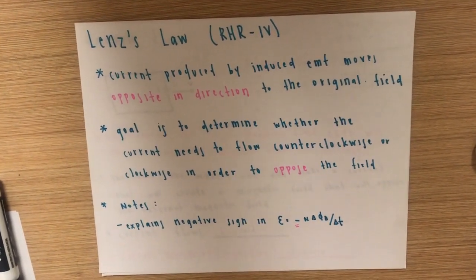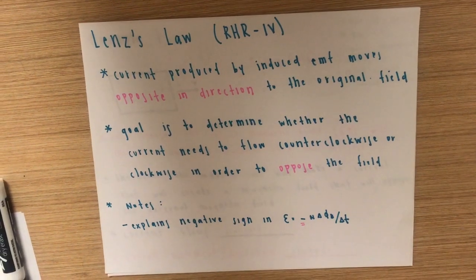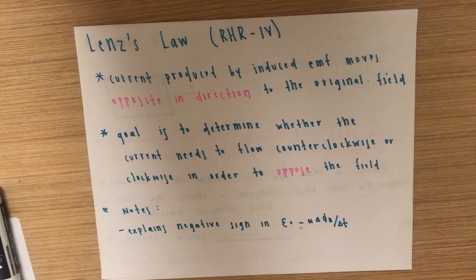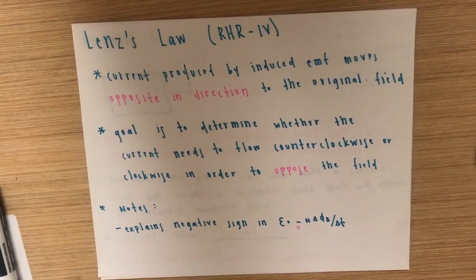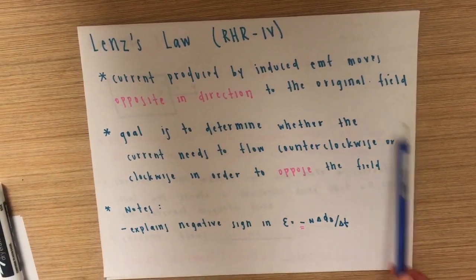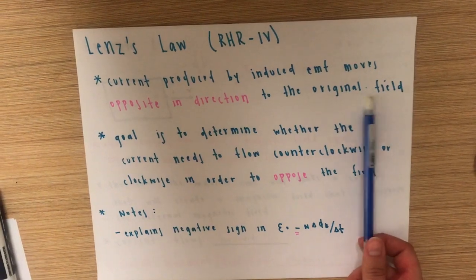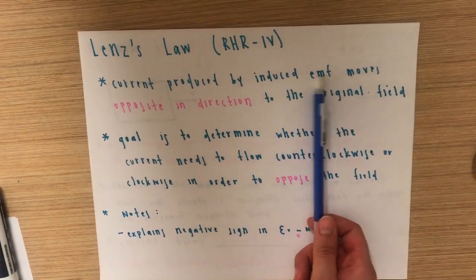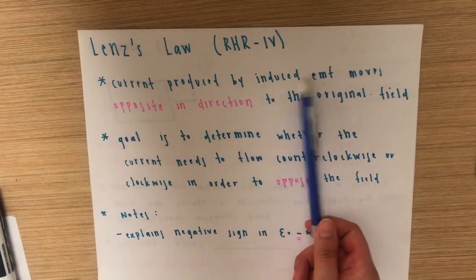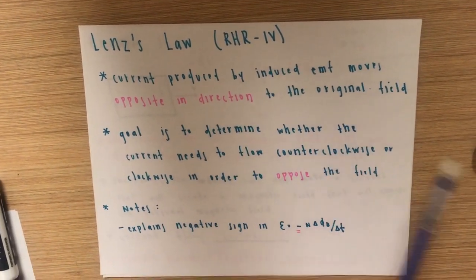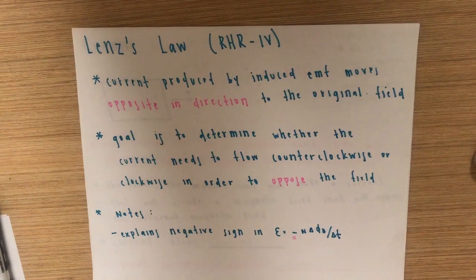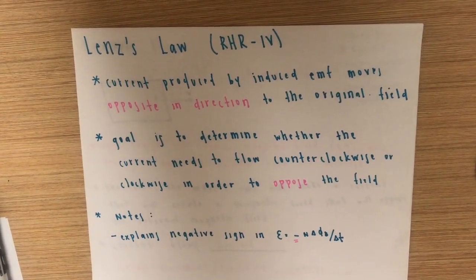So first off, Lenz's law means that the current produced by the induced EMF moves opposite in direction to the original field. The original field will be known as your external field, and your induced field, or your induced EMF, will be the internal field. You want those to oppose each other, and we'll dive deeper into that.